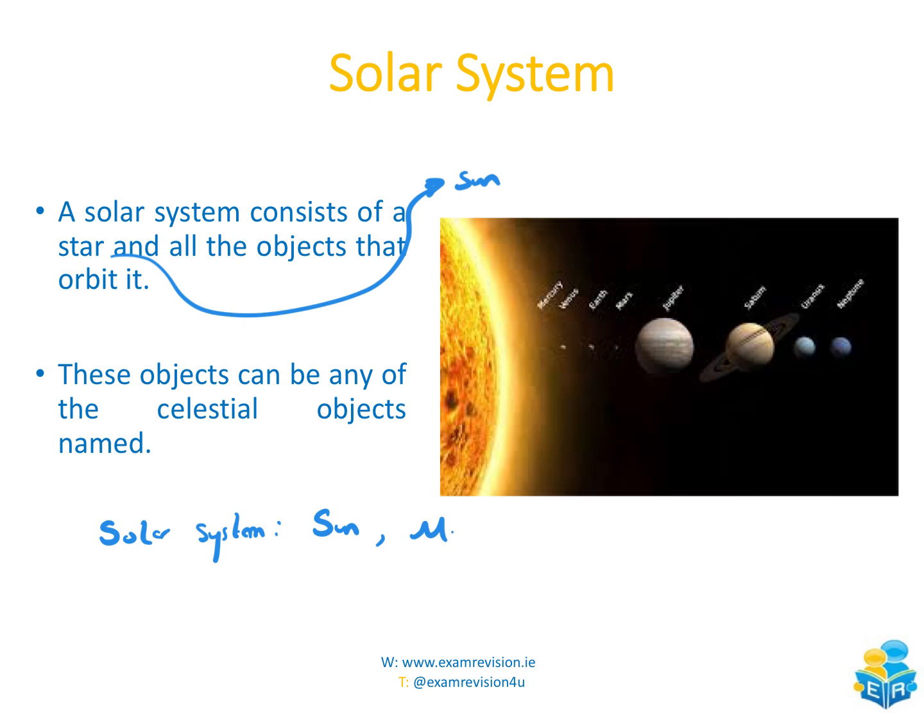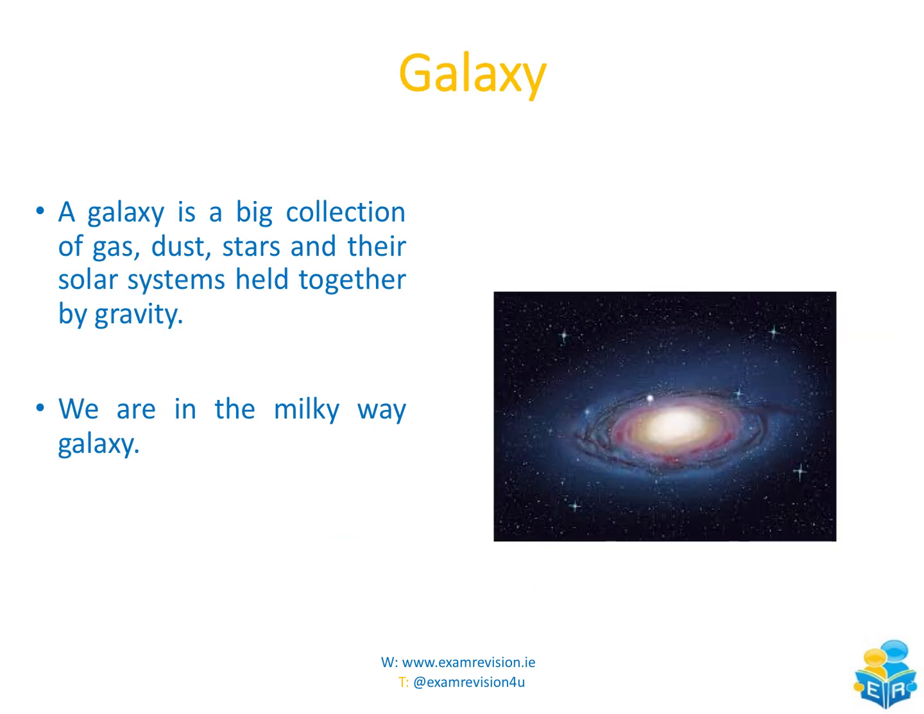We have lots of moons. We have the planets, as I've mentioned. We can have dwarf planets in there as well. And we have millions and millions of asteroids, comets, meteors. All of those compose our solar system. Okay, so it's the star and all of the objects that orbit around that star. A galaxy then is a big collection of gas, dust, stars, and their solar systems held together by gravity. So in essence, a galaxy is a combination of solar systems.